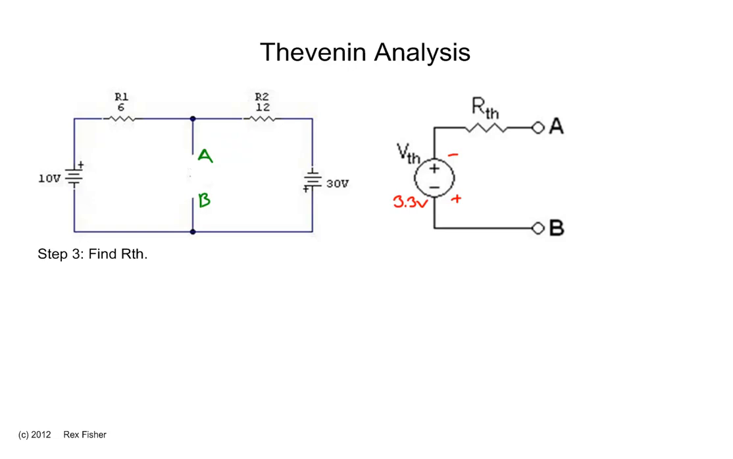The next step is to find the Thevenin resistance. The Thevenin resistance is this resistance here, which is the resistance between points A and points B. To do that, we need to remove the sources and replace them with their internal resistance. Since these were both voltage sources, I'm going to replace them with wires because the internal resistance of a voltage source is ideally 0.